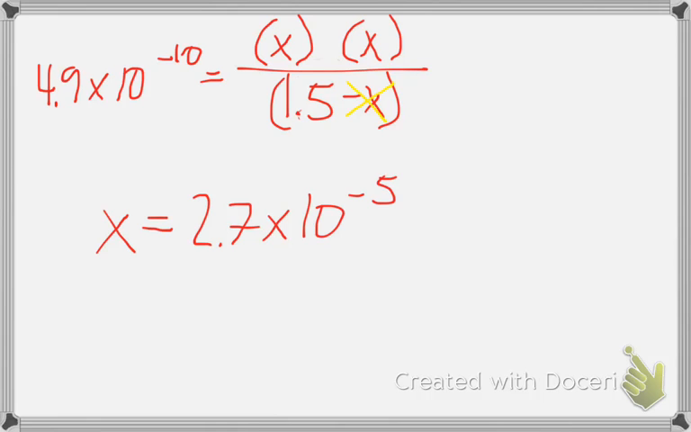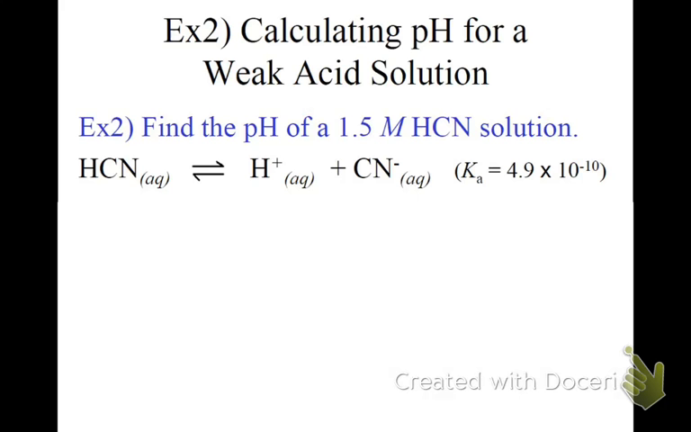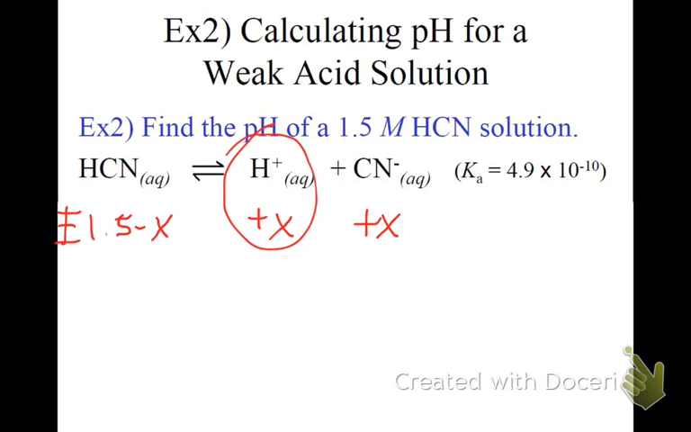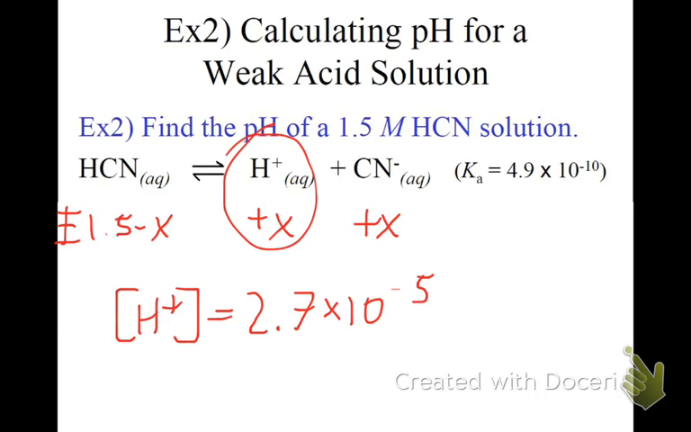And if we take that back to the slide before this, we can remember that HCN at equilibrium was 1.5 minus x. This was plus x and plus x at equilibrium. And since we're concerned with H+, its x value would have been the concentration, which was 2.7 times 10 to the negative 5th. So our H+ concentration is 2.7 times 10 to the negative 5th. And if we negative log that, we get our pH, and our pH is 4.57.